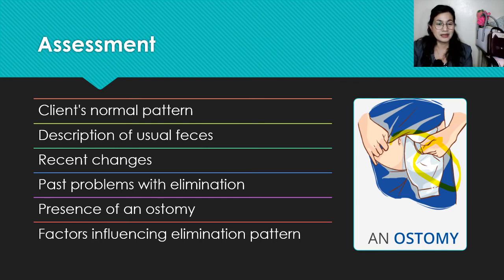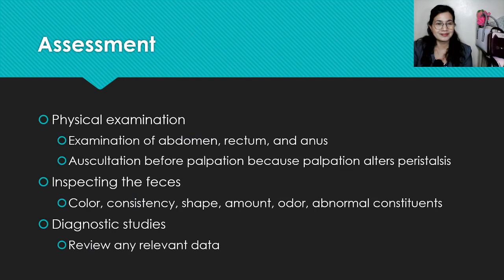So, what are the factors that influence elimination pattern? In terms of physical examination, you examine the abdomen, rectum, and anus. Please take note that you must auscultate first before you palpate, because palpation alters the peristalsis. Then inspect the feces if necessary. Check its characteristics: color, consistency, shape, amount, odor, and abnormal constituents, such as blood or mucus. For diagnostic studies, check the fecalysis or review any relevant data.